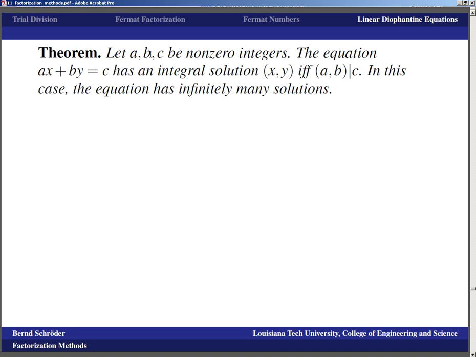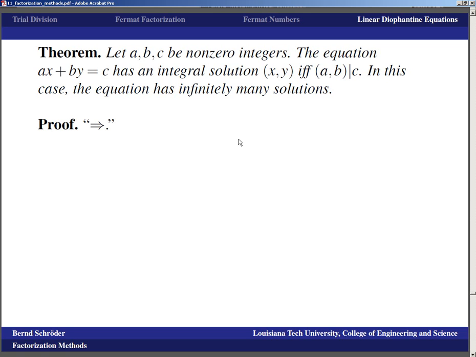And so if you've got non-zero integers a, b, and c, then the equation ax plus by equals c has an integral or an integer solution (x, y) if and only if the greatest common divisor of a and b divides c, and in this case the equation has infinitely many solutions. So we have to be careful here. On one hand, the solution of the equation is of course a doubleton, so it's correct to say (x, y) here. This is not the greatest common divisor, this is the solution pair, whereas (a, b) here really denotes the greatest common divisor of a and b.